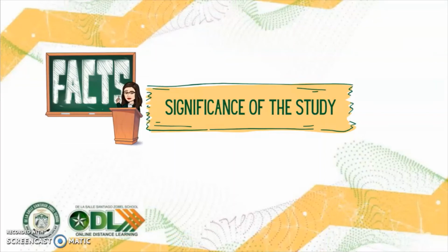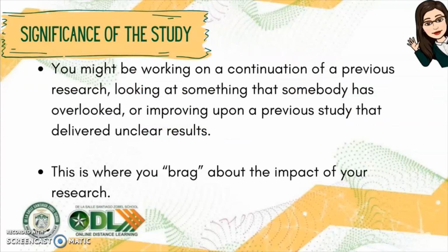Next one is the significance of the study. What do you actually put in the significance of the study? This could probably be one of the simplest things to discuss. You might be working on a continuation of a previous research, so you can write that this present study is actually a continuation or a supplement to a previous study. Okay, remember in the recommendations we also put there for further research, this could be continued as blah blah blah. So you can put that in the significance of the study.